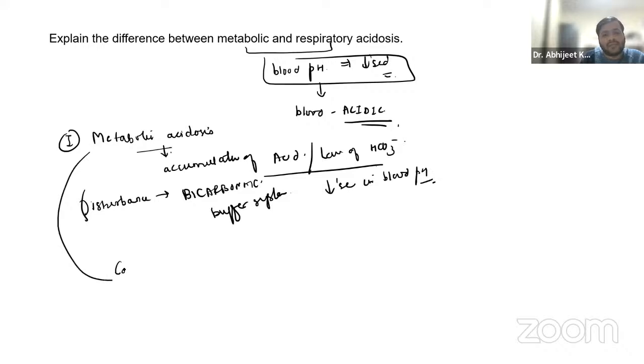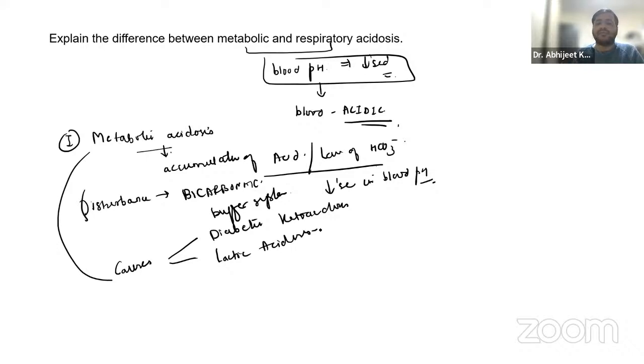Now, what are the causes of metabolic acidosis? Very important. We have diabetic ketoacidosis. When I say diabetic ketoacidosis, basically we are referring to accumulation of ketones, and ketone bodies are acidic, right? We have lactic acidosis. Basically, there is a buildup of lactic acid due to inadequate oxygen supply to tissues. We have renal failure, where the kidneys cannot excrete the hydrogen ions or they cannot reabsorb the bicarbonate very efficiently, right?